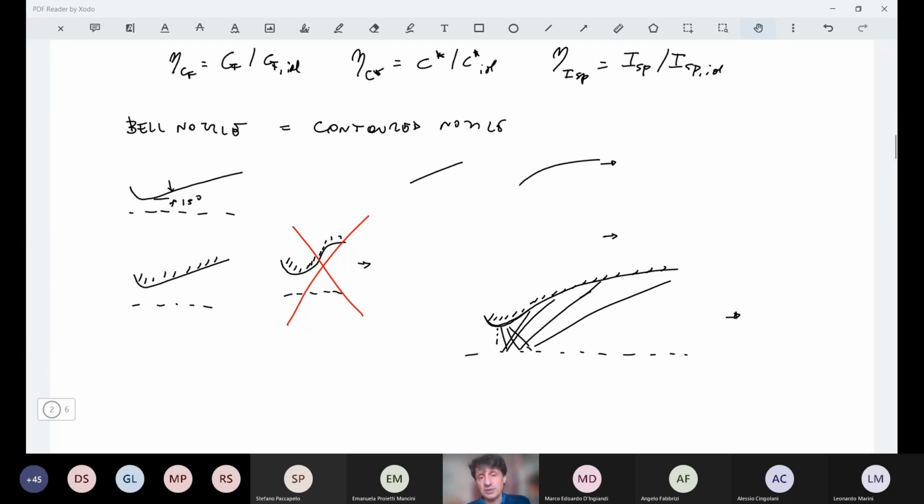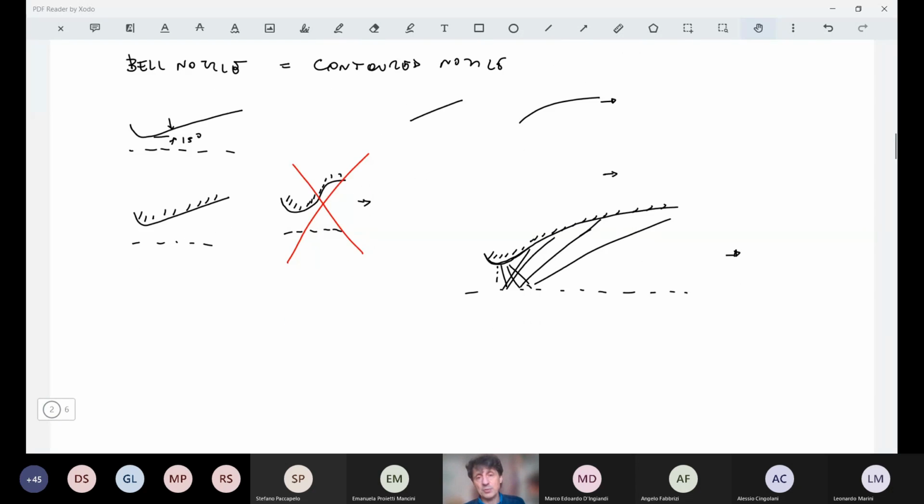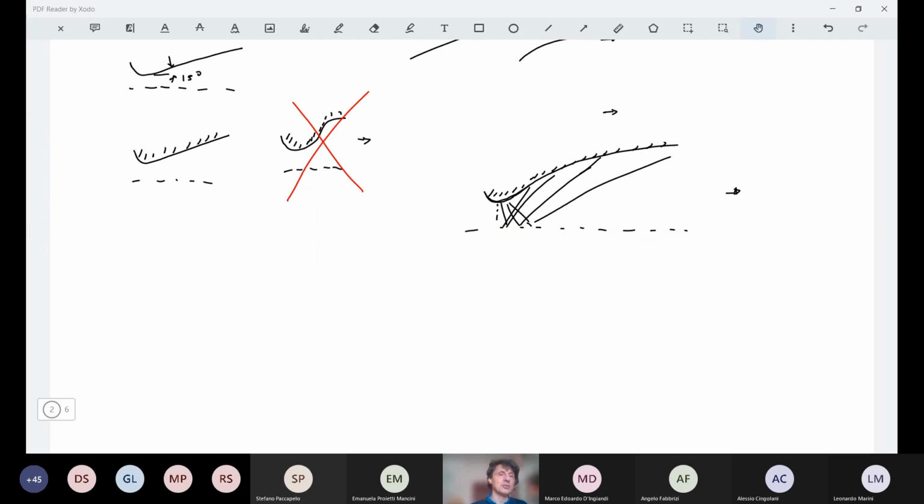But this occurs with long nozzles. So different design options have been considered that lead to our usual bell nozzle, which has this shape, more or less something like this.